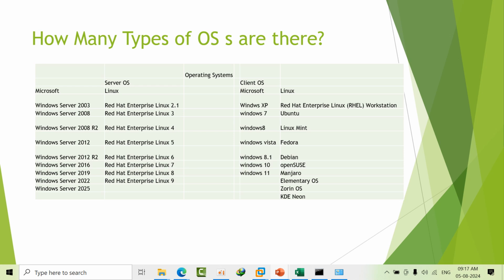Coming to client OS, again I'm taking two vendors. One is Windows: XP, 7, 8, Vista, 8.1, 10, 11. Now you tell me, what is the operating system that I'm currently using? I'm using Windows 10. Does it come under the server category or client operating system? Client operating system, exactly, true. Sir, this is the traditional architecture.